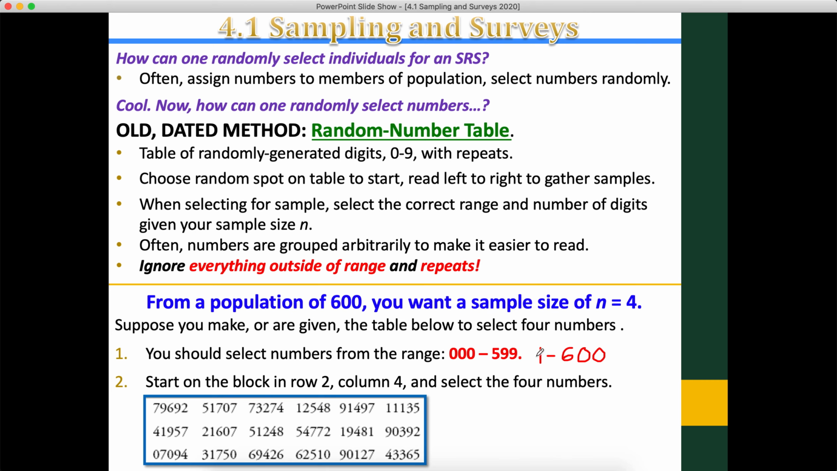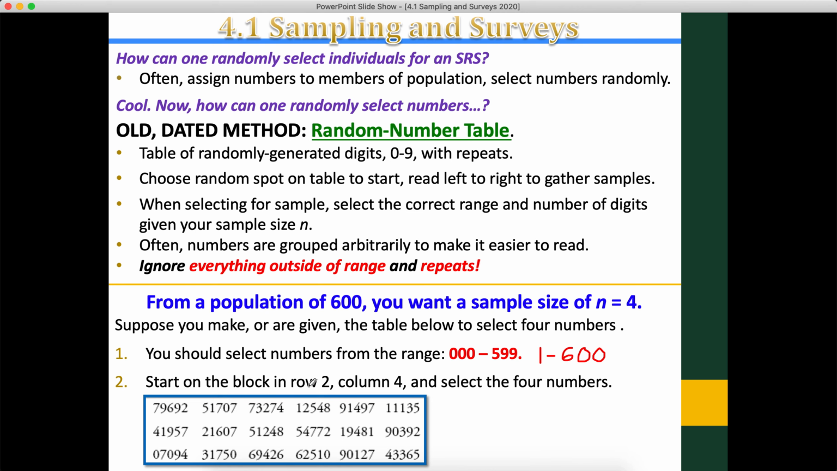But if I'm starting at 1, then I have to remember to ignore 601 to 999, but then also 000 if that shows up. Just note that both of these, whether we start at 0 or at 1, as long as we go to the appropriate value, satisfy the criteria of being an SRS. So it doesn't particularly matter. We just need to be consistent with it.